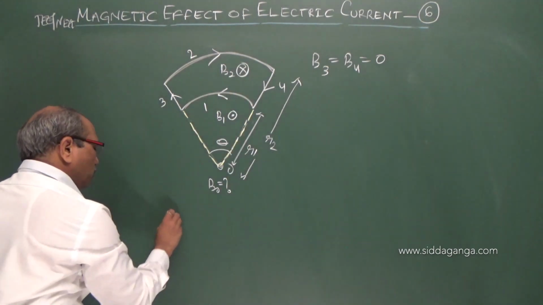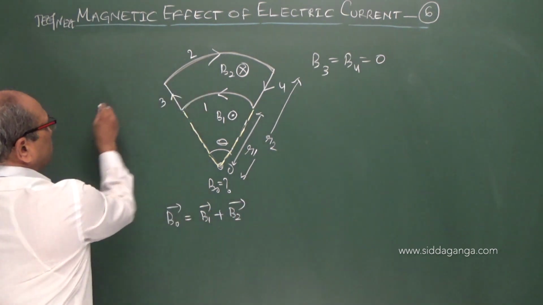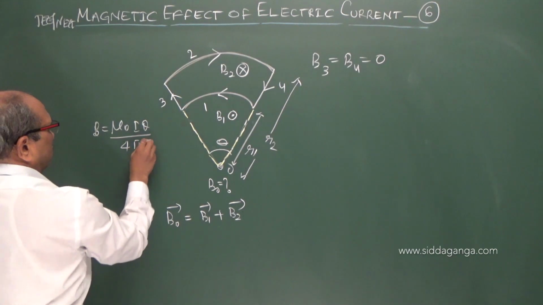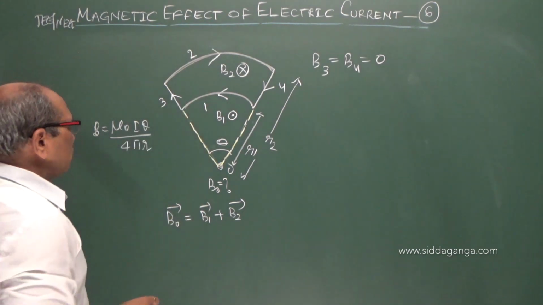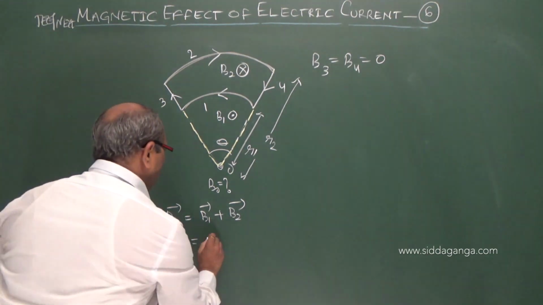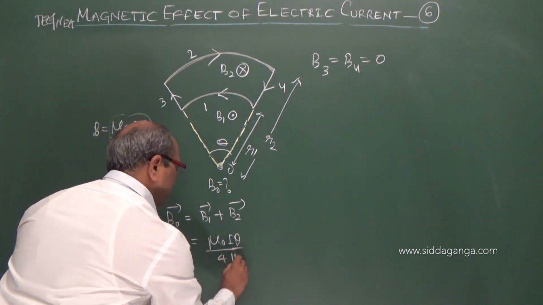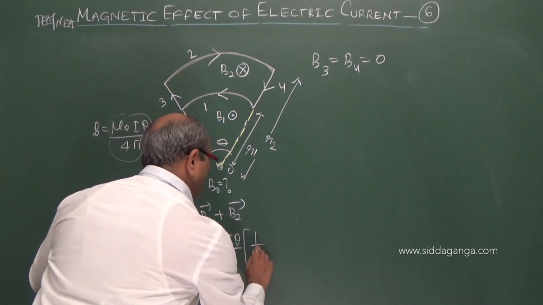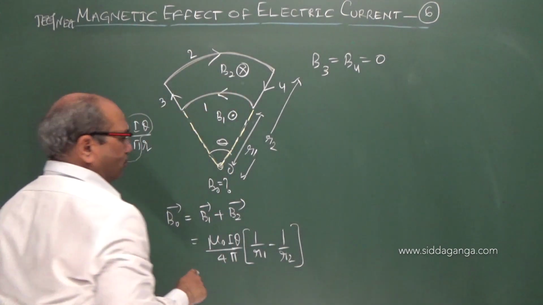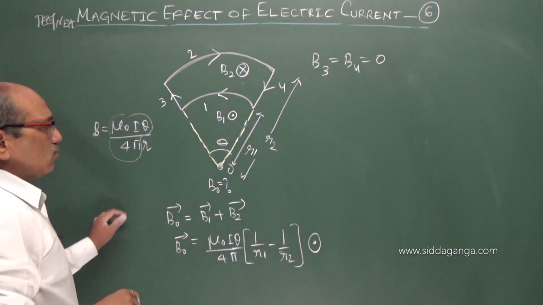How to get the relation B0 equal to B1 plus B2. Here I am using the relation mu naught I theta by 4 pi r, because theta is common for both. So these terms are common, only r changes. Therefore, mu naught I theta by 4 pi into 1 by r1 minus 1 by r2. 1 by r1 is higher than 1 by r2, because of the smaller radius, the net field is outward. So this is the solution for that.